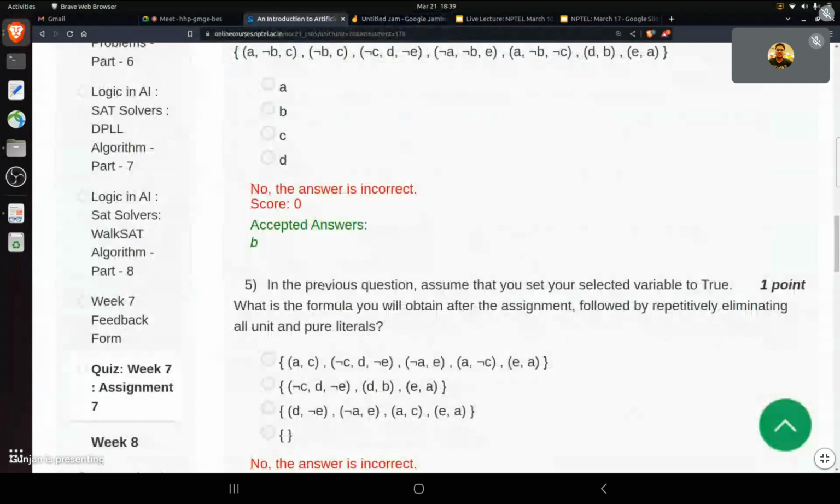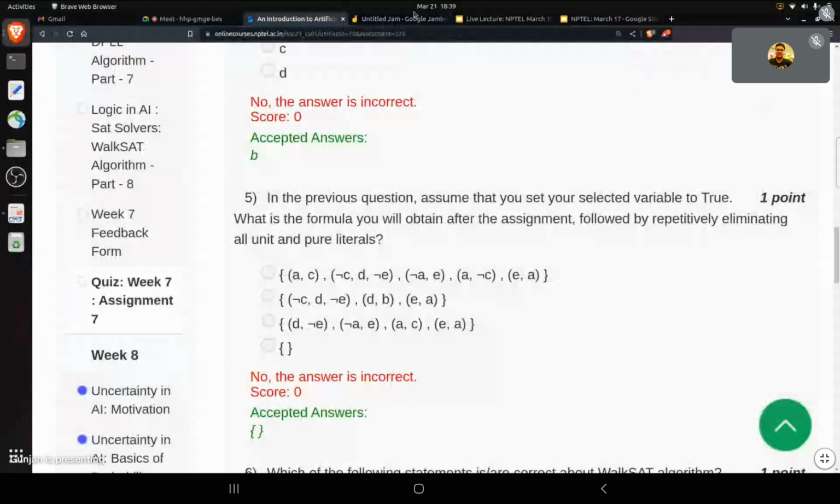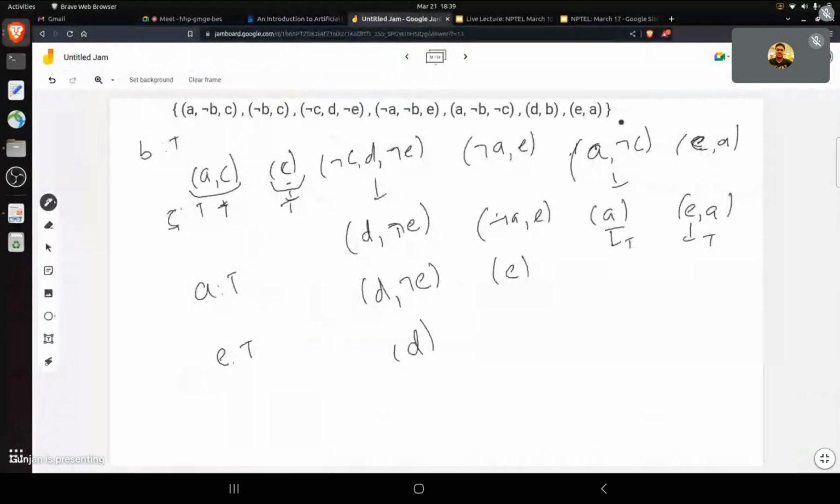This is the only unit literal, so we will assign D, option D. We will be essentially left with nothing. All clauses are resolved, and this is the final assignment that we get. So we get B true, C true, A true, E true, and D true. If we do this, then it is solved.